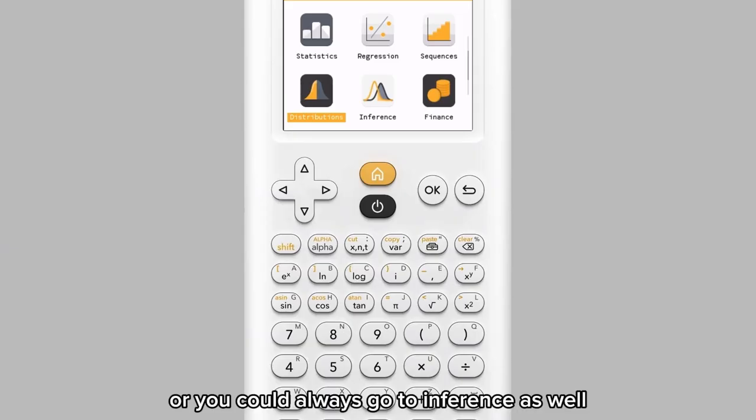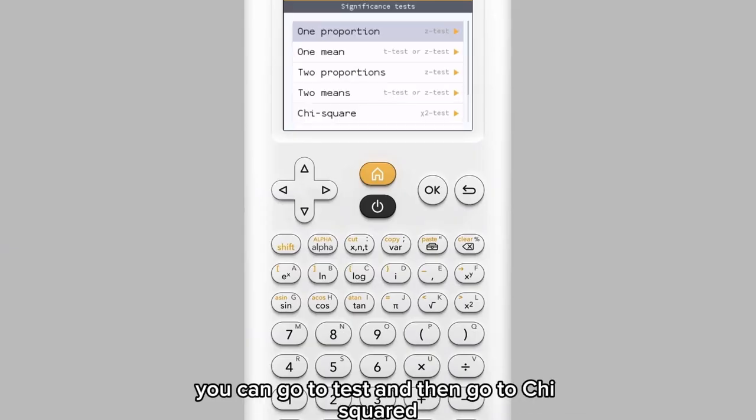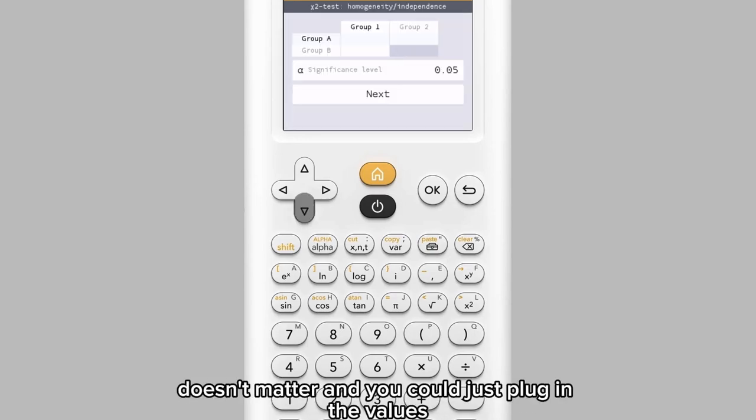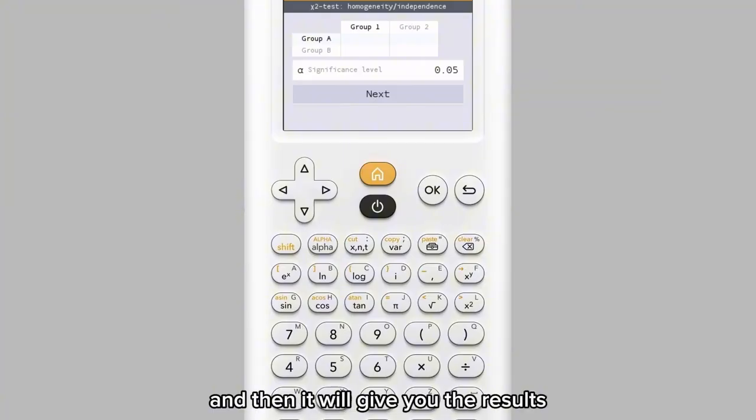Or, you could always go to inference as well. We could go to test and then go to chi-squared. You could see if we're using goodness of fit or homogeneity or independence, doesn't matter, and you could just plug in the values and then keep going, and then it will give you the results.